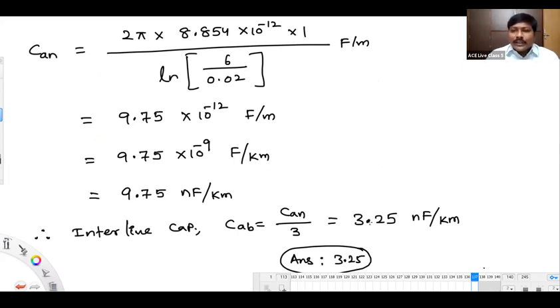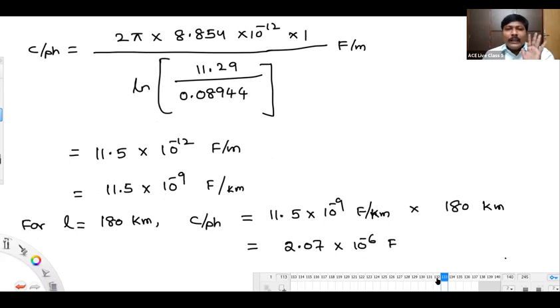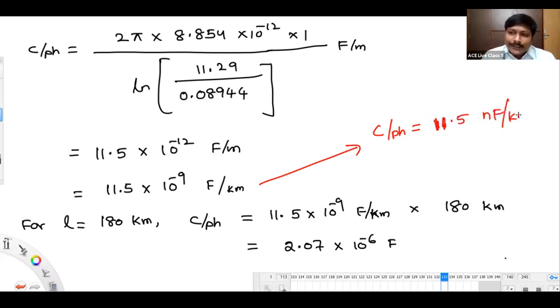Let's take a very small conclusion. What is capacitance per phase in the previous problem, per kilometer? What is the capacitance per phase here? In the previous problem, the capacitance per phase value was 11.5 nanofarad by kilometer. Are you getting this? What I'm saying?